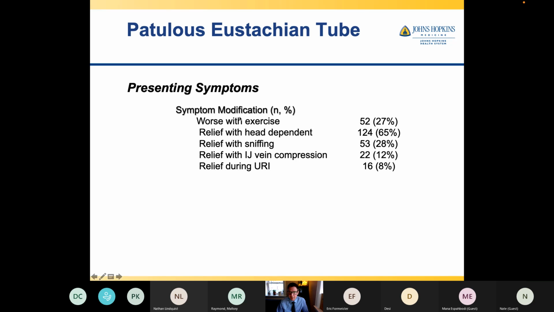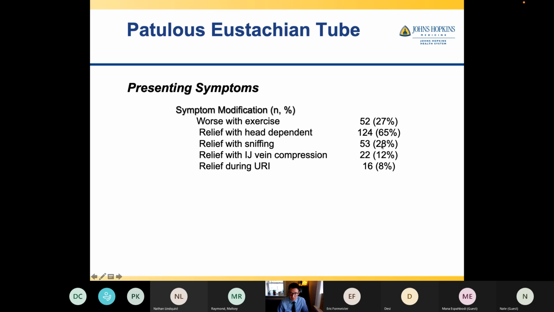There are a lot of modifying factors. So it typically is worse with exercise. Some of you may even notice that when you're exercising, you'll get this temporarily in one or both ears. It's typically better when the head is dependent. So they won't have symptoms typically first thing in the morning. It's usually better after they've lain down for maybe 15, 20 minutes, it goes away, and then they get up again, and it happens within a few seconds or minutes after getting up.